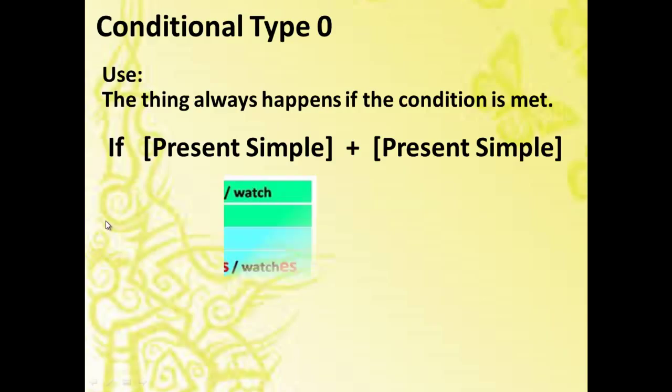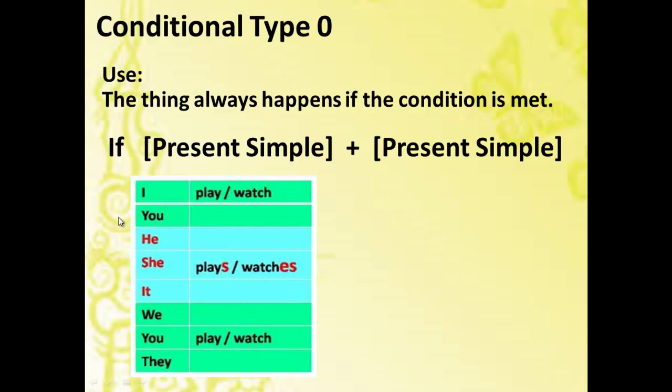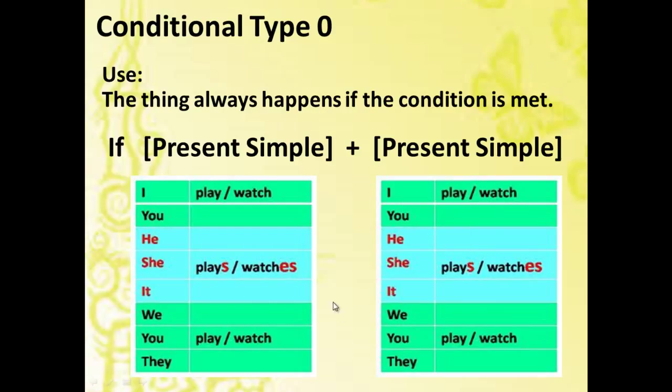Okay, here is the present simple tense. If the verb is preceded by I, we, you, they, we don't add anything. But if the verb is preceded by he, she, it, we add s or es. For example, he plays, she plays, etc. The next sentence is in the same tense. Okay, let's see these examples.